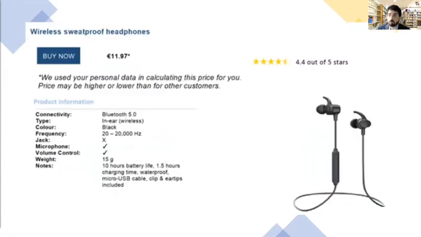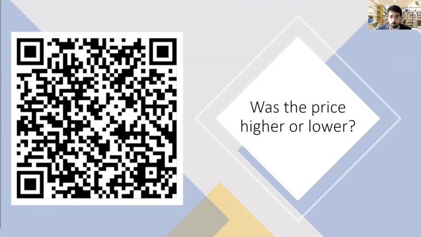But there is a more recent study that was published by the OECD in late January, if I'm not wrong. And here, again, we have more transparency because the consumer is informed that the price could be higher or lower. Then we can discuss whether this sentence here, we use your personal data in calculating this price for you, is enough to comply with the information requirement, because maybe it is not saying that it is based on profiling. Nevertheless, with regard to the core information, this is more transparent than the previous one, because they are at least informing you that the price might be higher or lower. Now, I would like to ask you, what do you think? Do you think that the price was higher or lower?